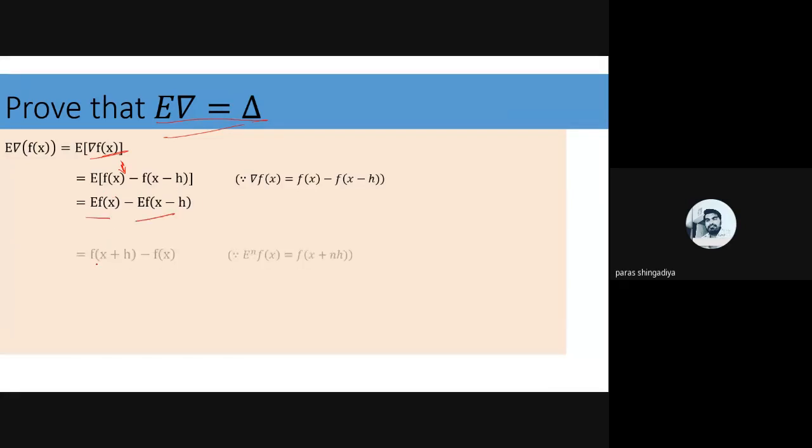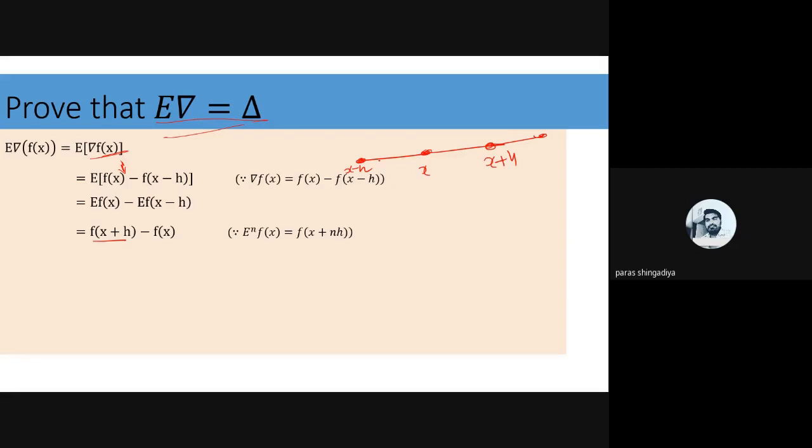Now we'll use the formula of E f(x). So E f(x) will be f(x plus h). That is given in such form. That is x here, that is x plus h, and here it is x minus h. This value is x minus h, and x plus 2h, and so on. Now we apply E to this f(x) value, the output of the function at x. So we'll get f(x plus h).